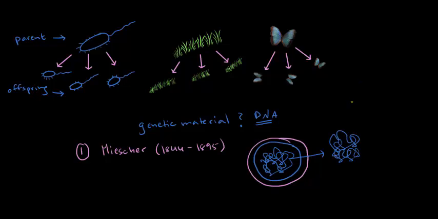And he analyzed this material and came to the conclusion that it was made up of two components. The first was protein, and the second was this substance that acted like an acid, and so he called it nucleic acid. Nucleic because it came from the nucleus. And so Miescher was the first one to isolate and identify nucleic acid.